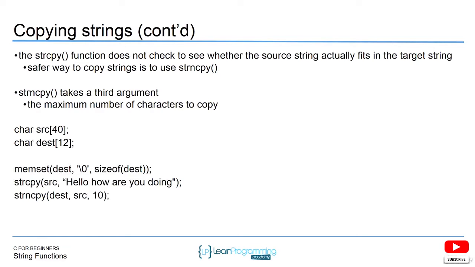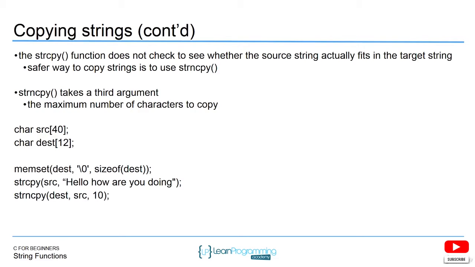So if you have a source of 40 and a destination of 12 sizes, you can first do a memset, which is just setting the size of the data inside a destination to null terminators. That way when you add something, it will automatically be there. Don't worry about that. The strcpy is going to copy "hello, how are you doing" to source. And it's not going to check if "hello, how are you doing" is larger than source.